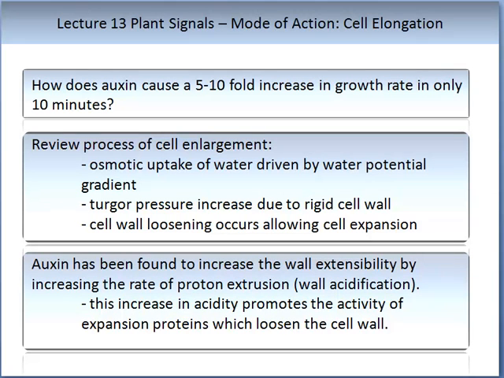Auxin can cause a staggering 10-fold increase in plant growth rate in only 10 minutes. So how does it do this? Well, firstly, we need to review the role of cell elongation. Osmotic uptake of water is driven by a water potential gradient. Turgor pressure increases due to the rigid cell wall. Cell wall loosening occurs, then allowing expansion.